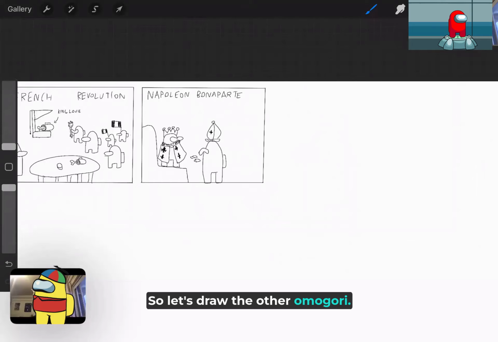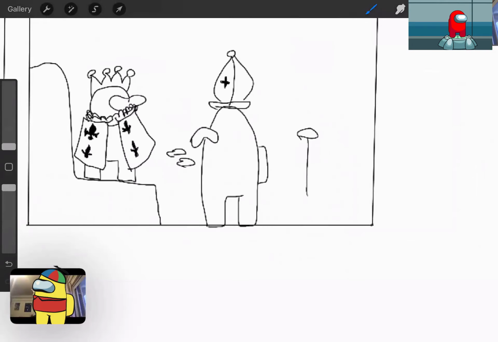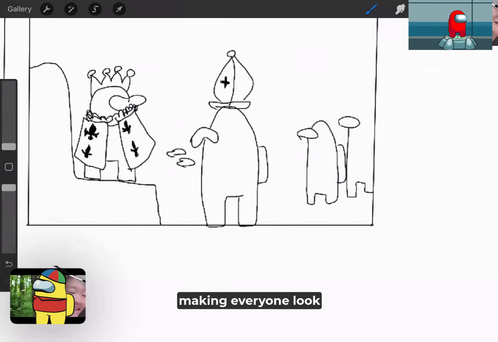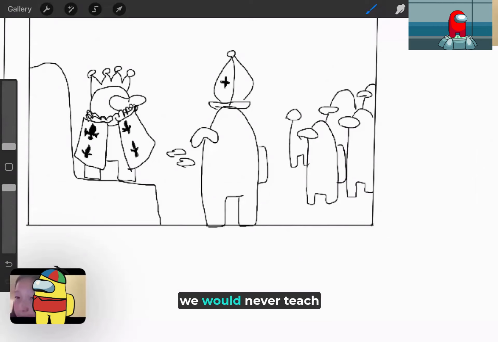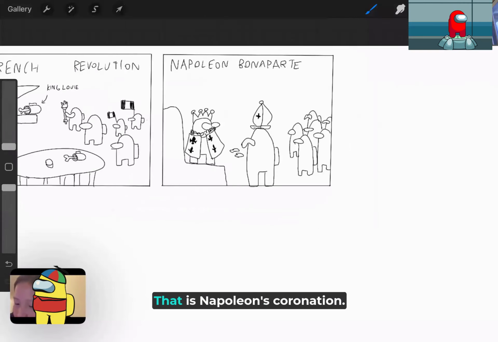So let's draw the other Among Us. Making everyone look tall just to make Napoleon look short. Of course, because it's facts, guys. We would never teach you fake stuff. No, I'm serious. That is Napoleon's coronation.